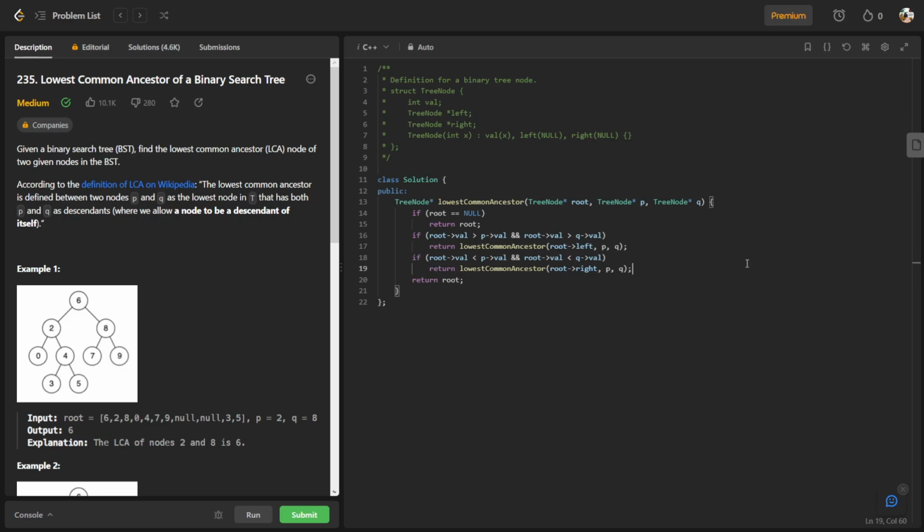LeetCode Problem 235, lowest common ancestor of a binary search tree. Okay, so this problem gives us a binary search tree, and a binary search tree is basically a binary tree that is sorted. Right, so what I mean by that is, if you can see here, the numbers on the left side are always smaller than the numbers on the right side.